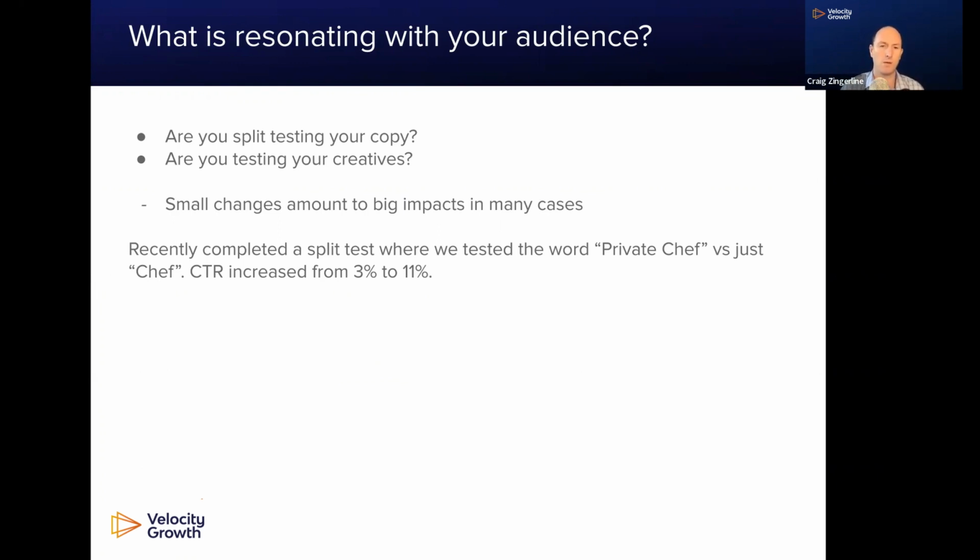So we recently completed a split test where we tested the word private chef versus just chef, and the click-through rate increased from 3% to 11%. I mean, that's pretty crazy, literally for changing one word. So run this as an experiment, track your metrics, and split test that copy and those creatives.